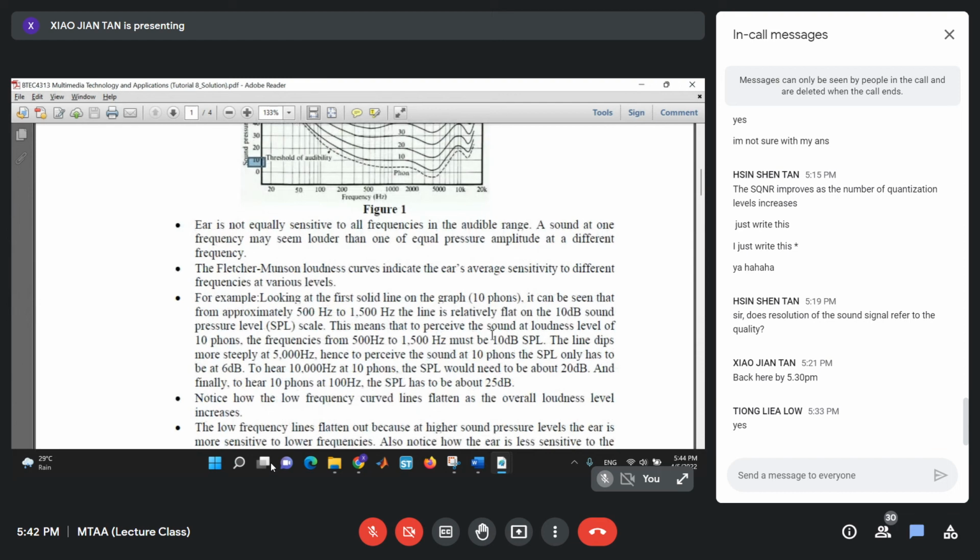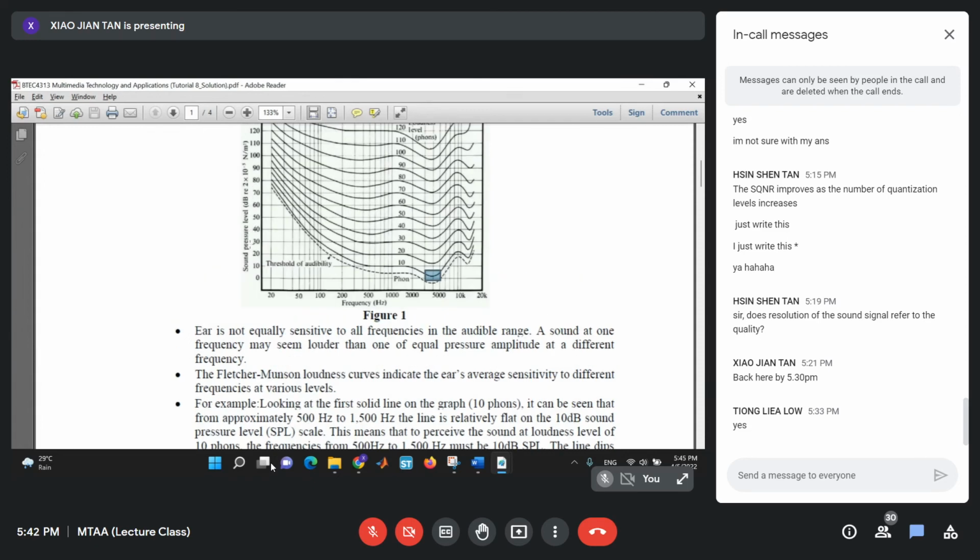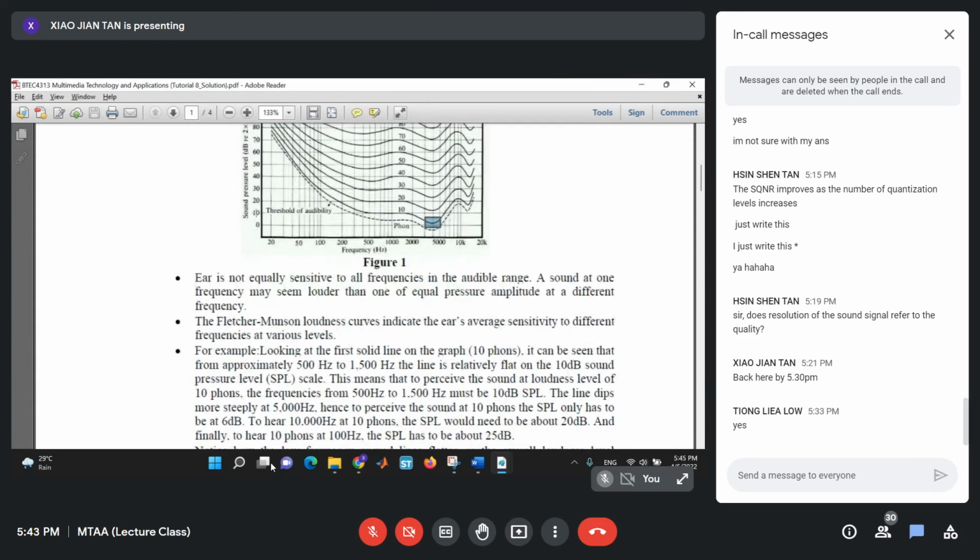Hence, it perceives the sound at 10 volts and the SPL only has to be 6 dB, which means this curve goes down again at around 6 dB. You can see the y-axis curve as the energy, for example, how much energy you need so that your ear can listen to whatever message it is. So at this frequency range, you may need around 10 dB. But at this frequency range, you only need around 6 dB. So this is the difference over there.